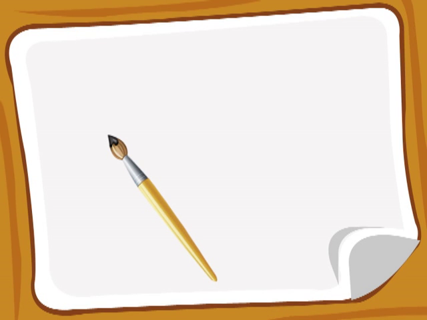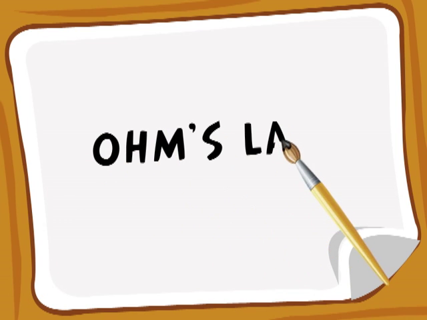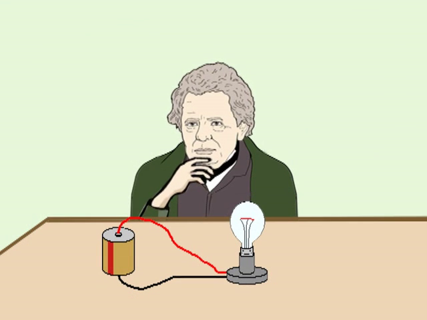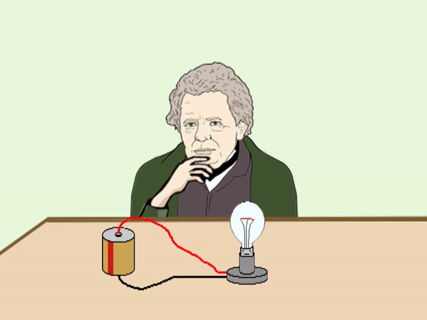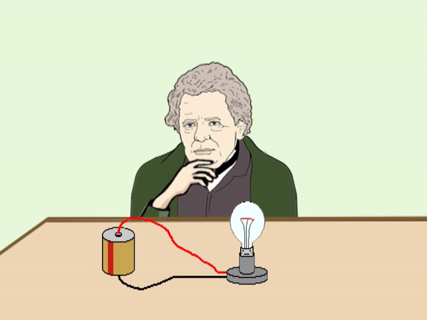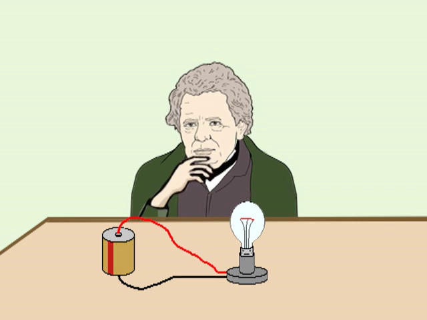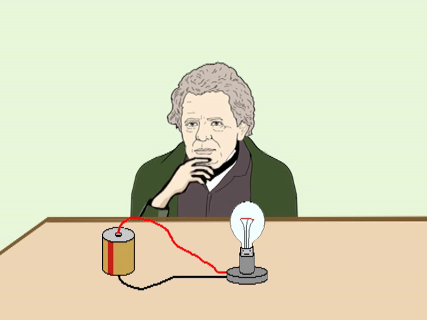We talked about potential difference and current, but how are they related? Ohm's law, which is probably one of the most fundamental laws of electricity, explains this relationship. George Simon Ohm, after whom this law is named, was a German physicist of the early 19th century who spent many years researching the factors that affect current flow in a battery.